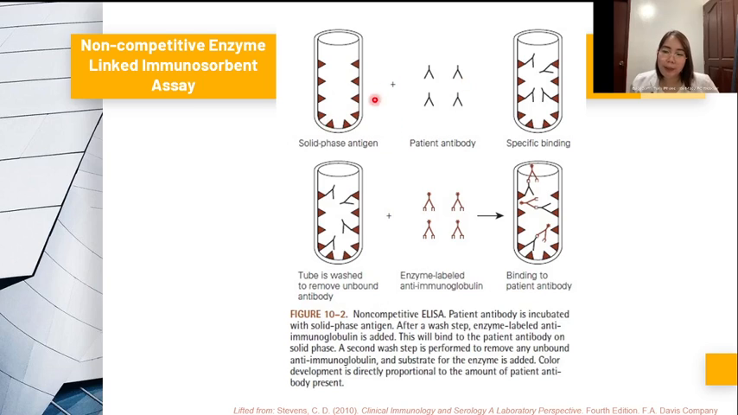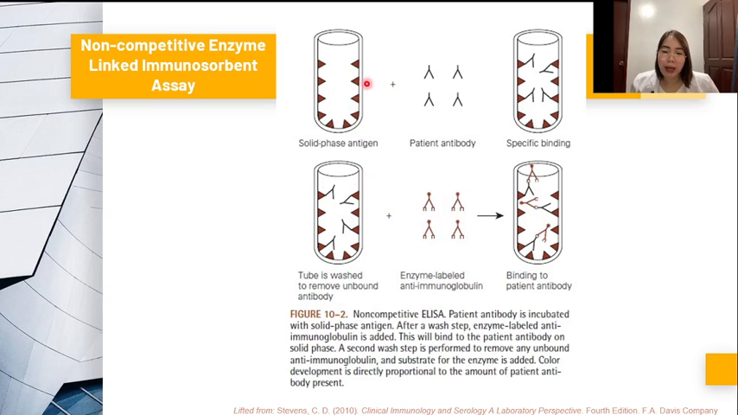So, in non-competitive ELISA or indirect ELISA, we use solid phase antigen, known for the antibody that is being detected. Combine it with the sample, and then a specific binding will take place. Okay? And then, you will add an enzyme-labeled anti-immunoglobulin. Pakitandaan, in indirect ELISA, your label is attached to anti-immunoglobulin or AHG.